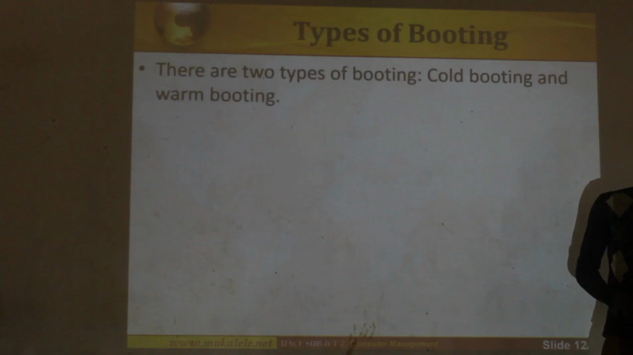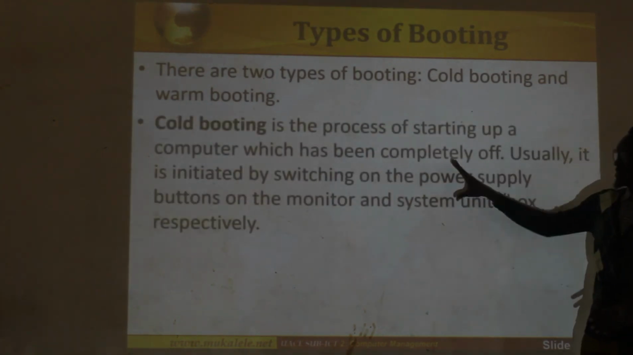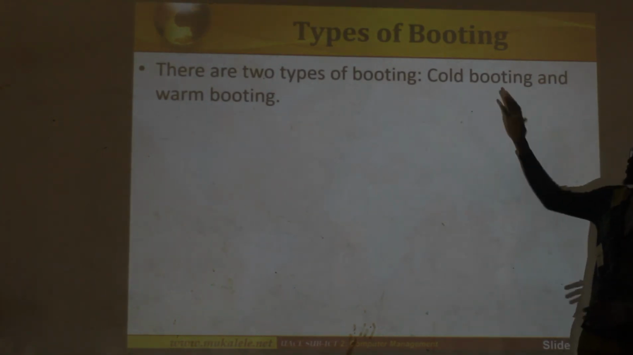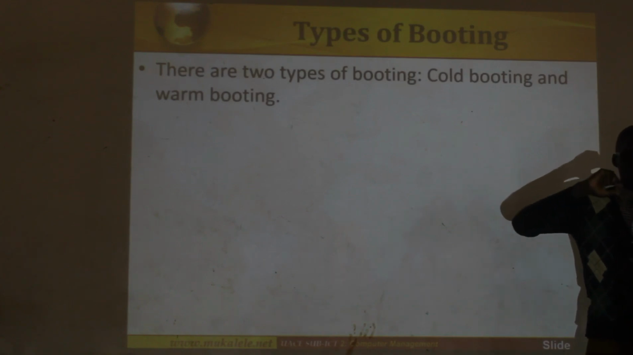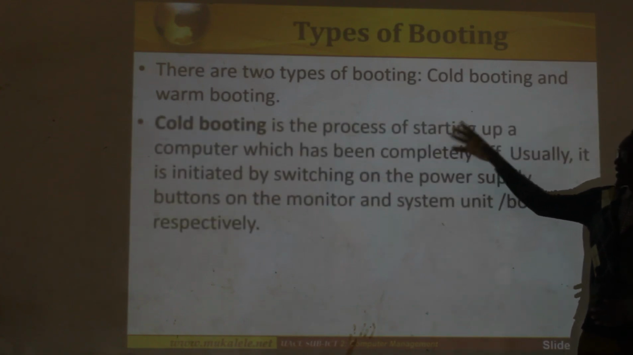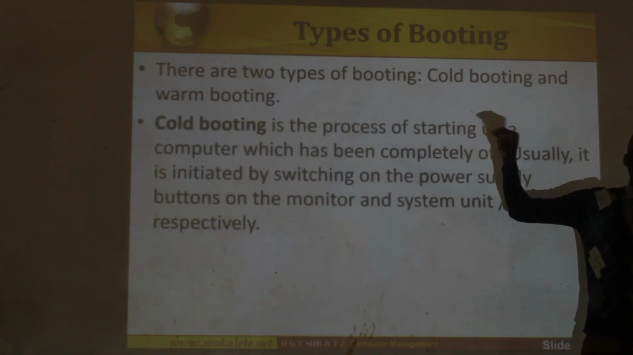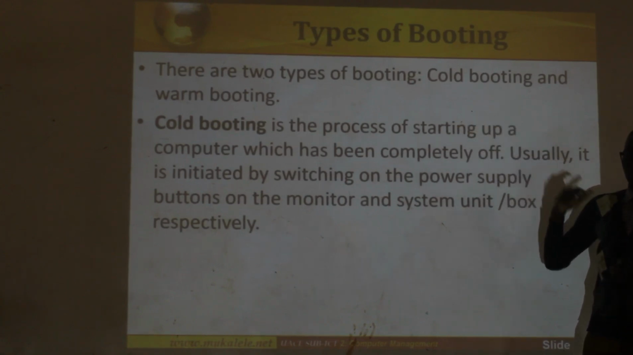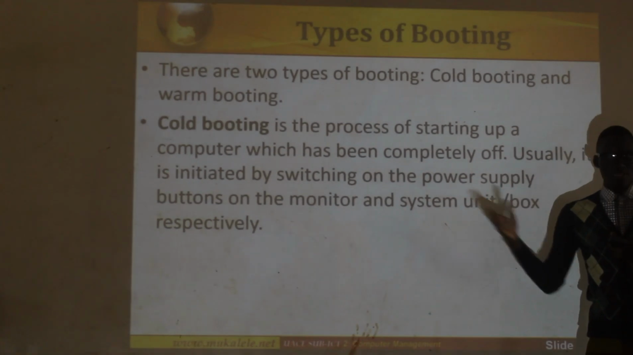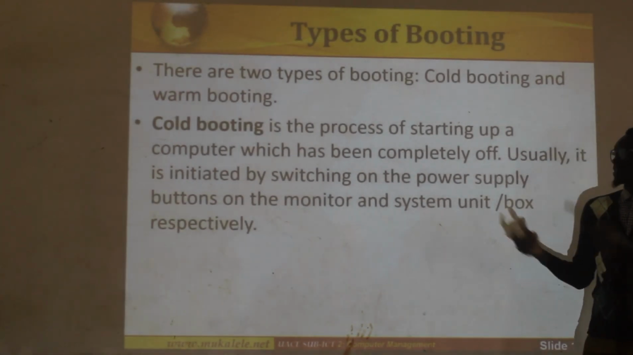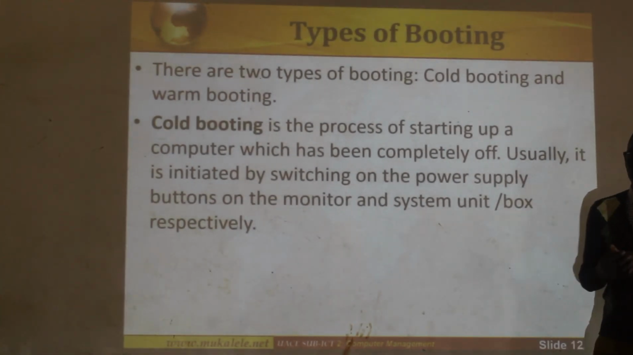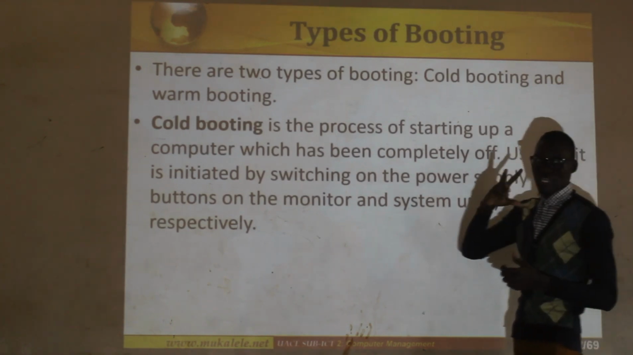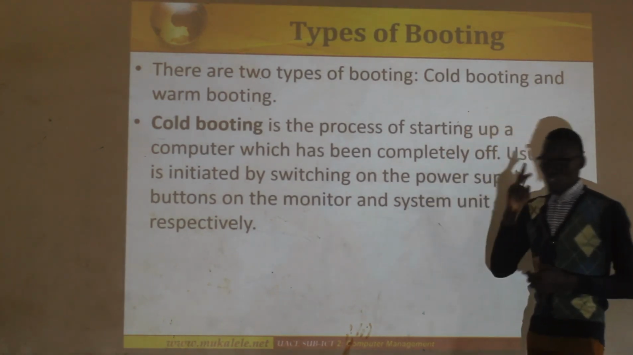Let's look at another thing which is the types of booting. Now, in my previous definition of booting, we defined booting and said booting refers to the process of starting or restarting the computer. And I said we are not going to explain them deeply there. Now here is where we're going to explain it in details. So we have two types of booting.